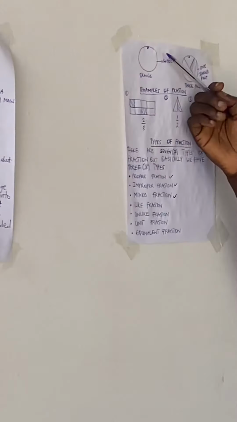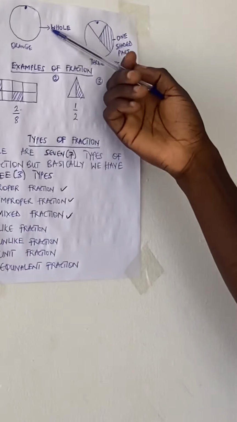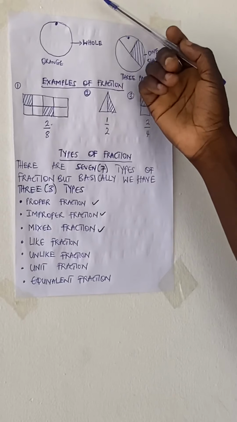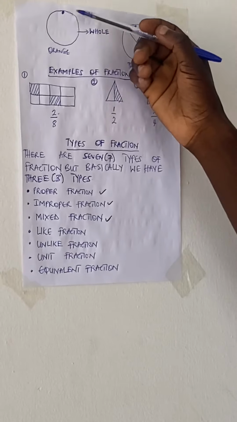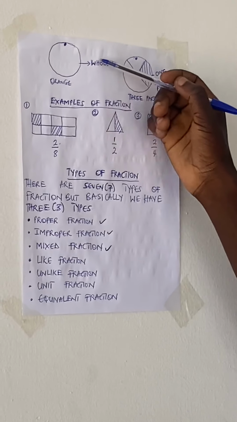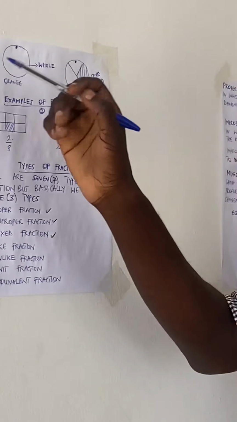I'm having a diagram here. This represents an orange. This is the whole orange. You see this diagram, the orange is not divided now. So, we call this whole. I now want to explain the part of a whole.